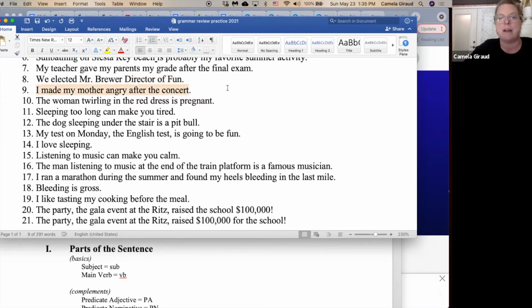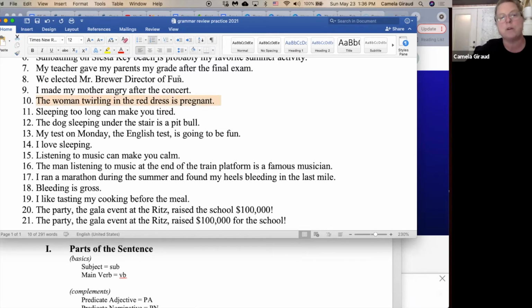Okay, I made my mother angry after the concert. I is the subject. Made is the verb. Who or what did you make? My mother. So that's the direct who, what after the verb, direct object mother. Angry, well, angry goes with mother, right? So that's an object complement. And then after the concert, when did you make her angry? So that's a prep phrase adverb.